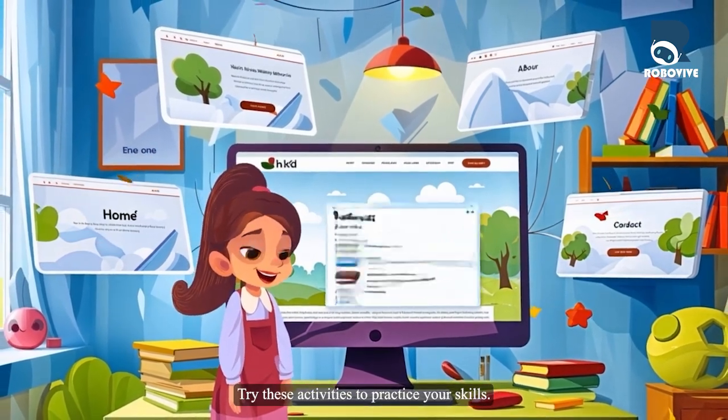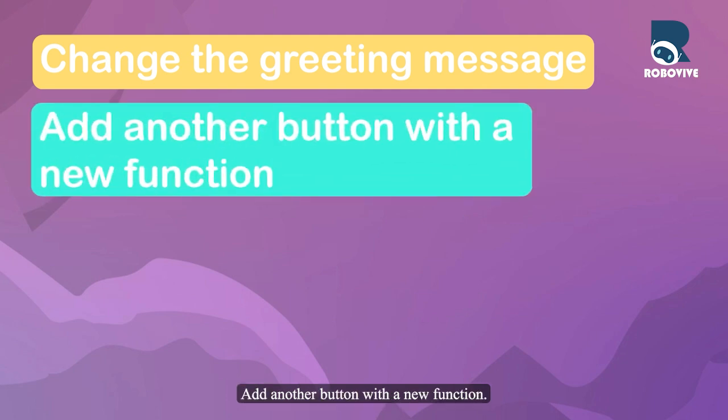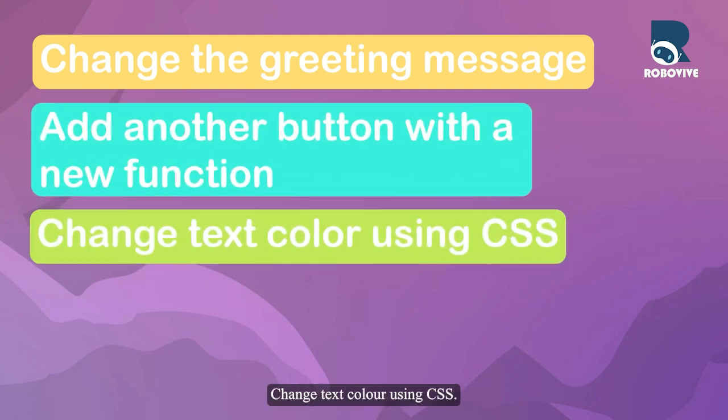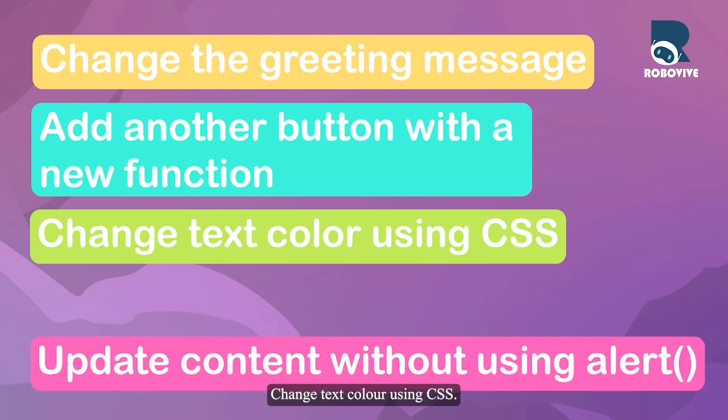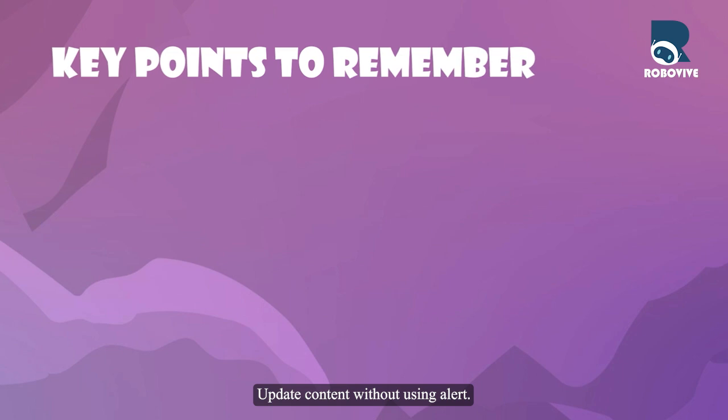Try these activities to practice your skills. Change the greeting message. Add another button with a new function. Change text color using CSS. Display your name dynamically. Update content without using alert.